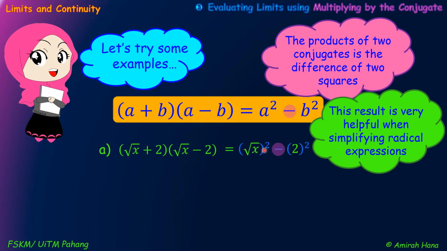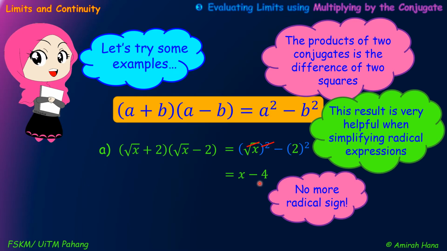We have squares here, and after that, we can simplify the square and the square root, the radical. Then, after we simplify, we get x, and then minus 2 squared equals 4. And from here, there is no more radical sign. That's why we multiply by the conjugate, to make the expression free from radical signs.